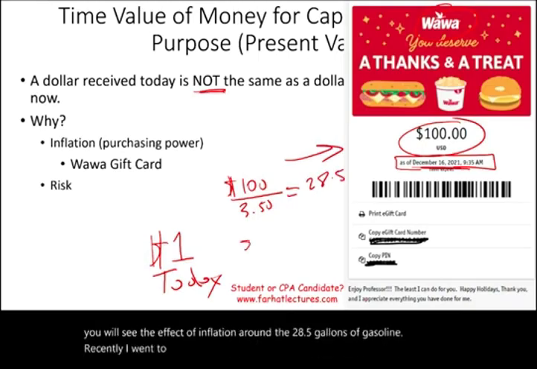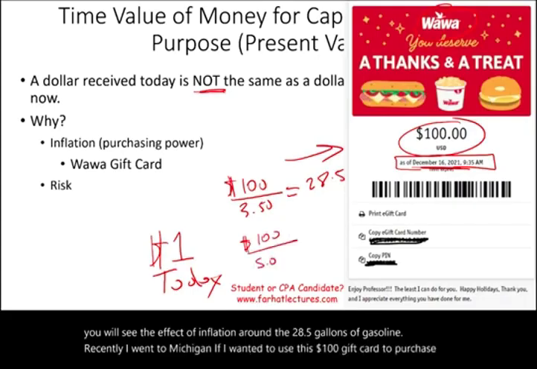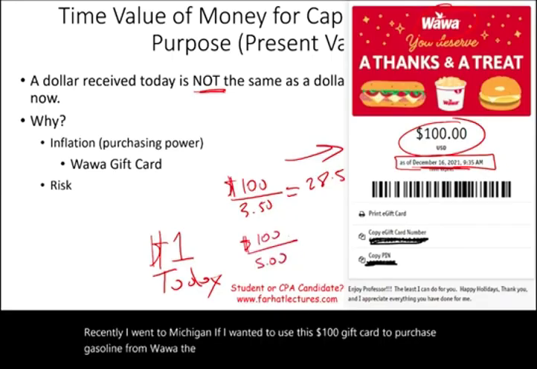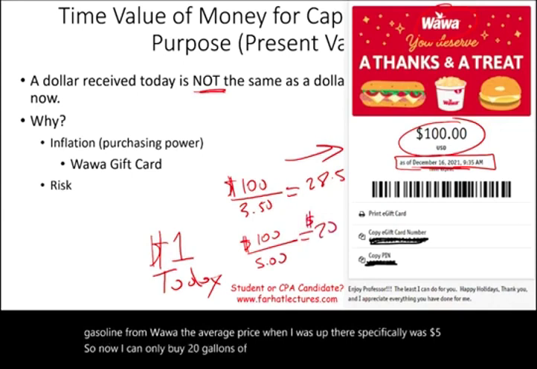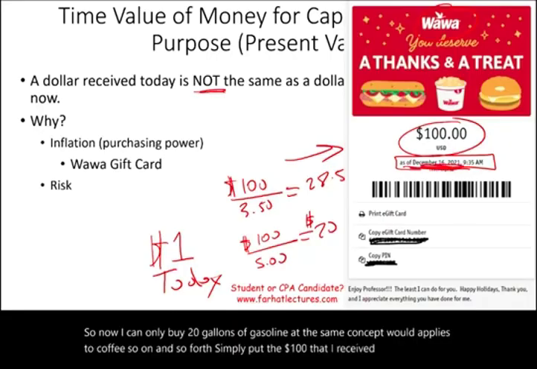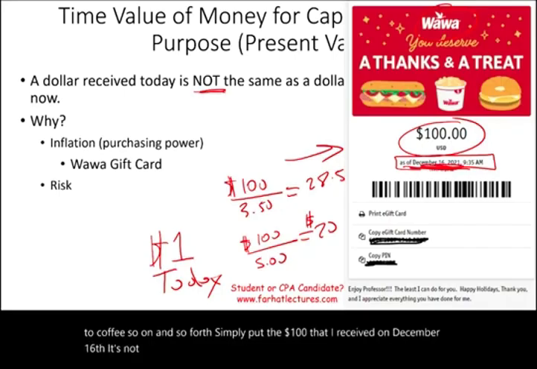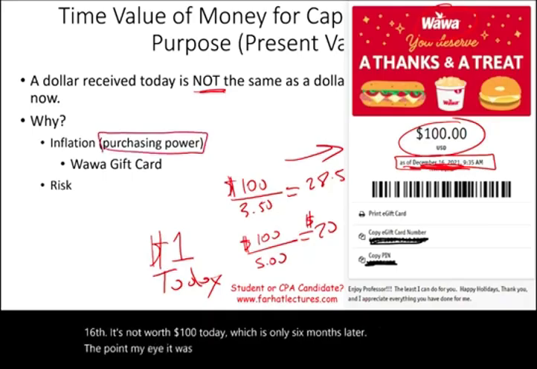Recently, I went to Michigan. If I wanted to use this $100 gift card to purchase gasoline from Wawa, the average price when I was up there specifically was $5. So now I can only buy 20 gallons of gasoline. And the same concept would apply to coffee, so on and so forth. Simply put, the $100 that I received on December 16th is not worth $100 today, which is only six months later. The point, it was eaten by purchasing power. So there is a time value to the money. And this is an example.